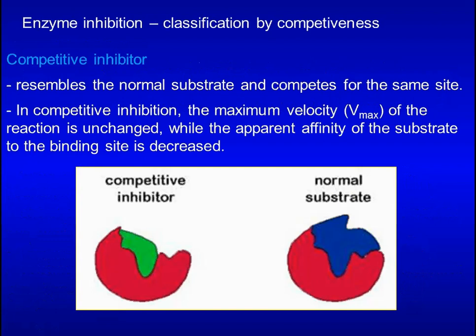Enzyme inhibition can also be classified by the way the drug competes with the normal substrate. Competitive inhibitors resemble the normal substrate and compete for the same sites. In competitive inhibition, the Vmax remains unchanged, but the apparent affinity for the substrate is reduced.